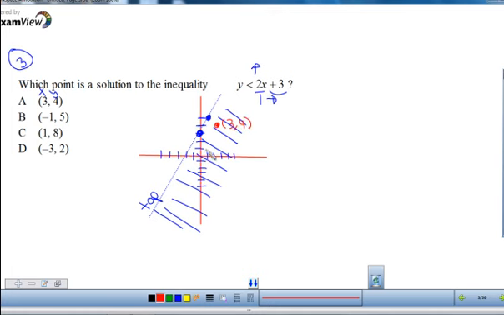Let's try the next one. Negative 1, 5. 1, 2, 3, 4, 5. So that's not an answer. 1, 8 would be over here. That's not a solution. Negative 3, 2. So the only one that's in the shaded area is 3, 4. So that's my answer.